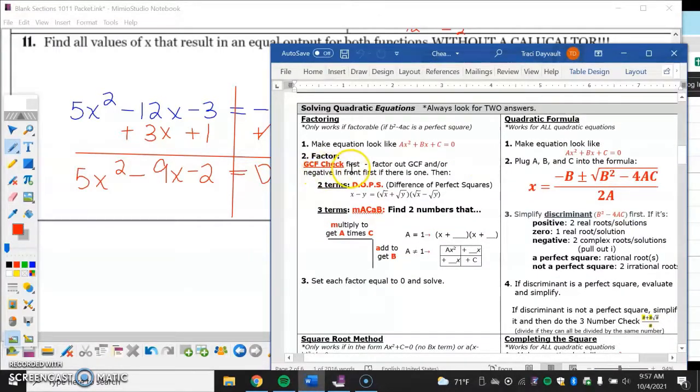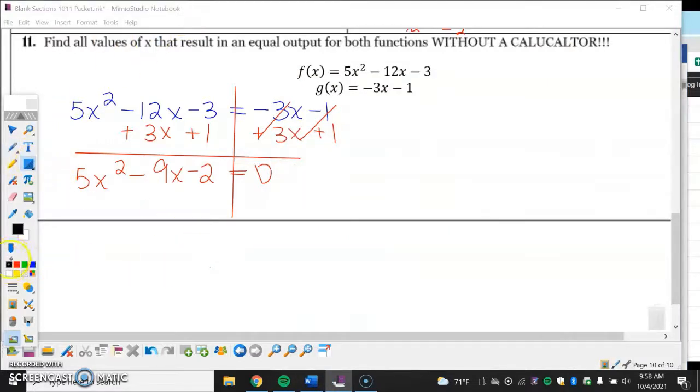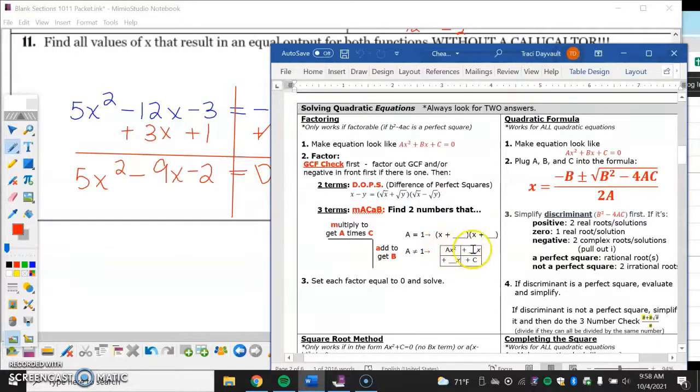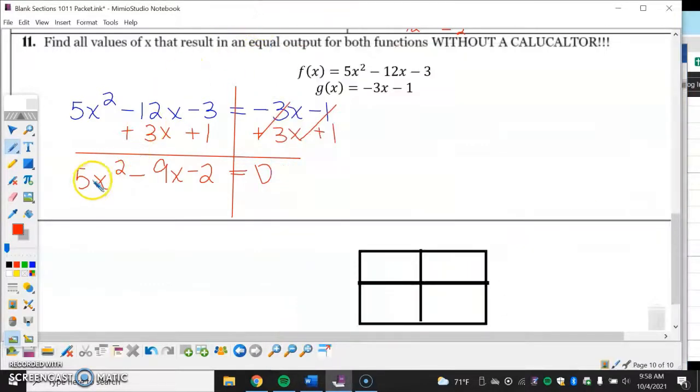Okay, next we do a GCF check. Is there something I could divide all three of these terms by? No, there's not. Next, since there's 3 terms that we're factoring, we use MACAB. And this is one where a is not equal to 1, so we're going to need to use the box to factor this, because a is not equal to 1. We're going to turn this into 4 terms. So the 4 terms I get, we're going to put the ax squared plus something x plus something x plus c. So the 5x squared goes here.